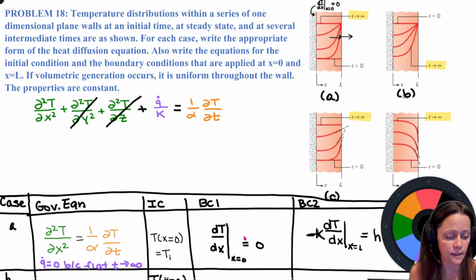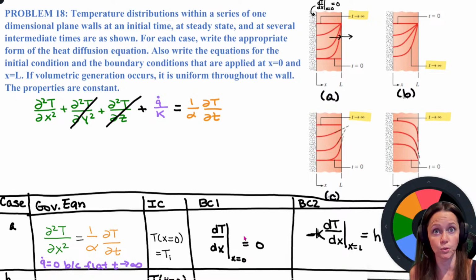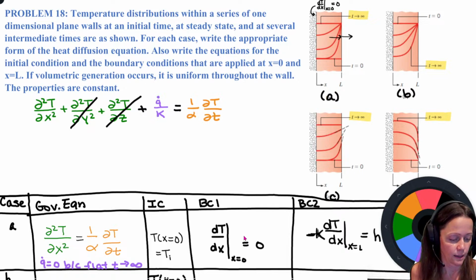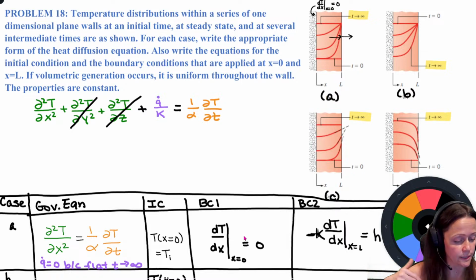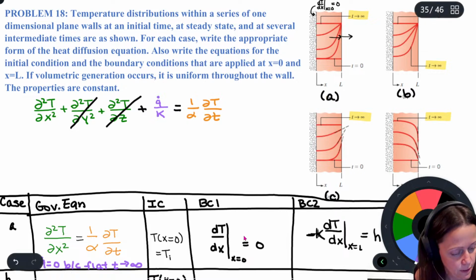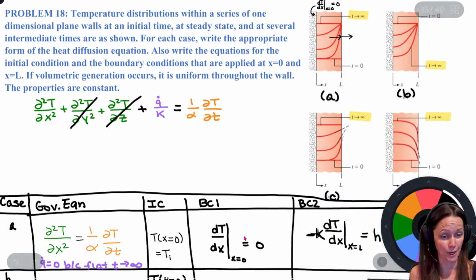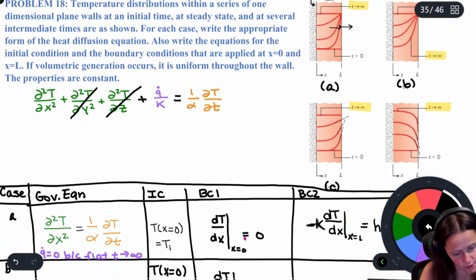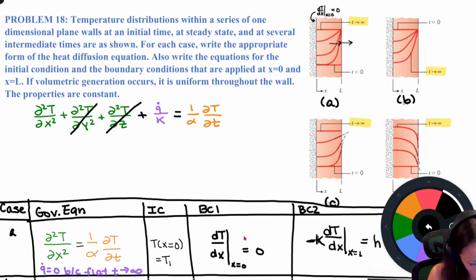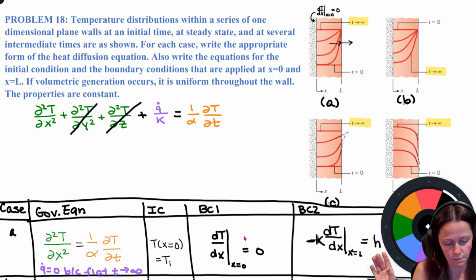So you can see that in case B, absolutely I have heat generation. I have a q dot. For C, nope, that's flat, no q dot. And for the very last one, for D, I do have thermal energy generation. So go ahead and at least fill in the governing equation spots. All right, so B, I have it, and D, I have it. B and D.